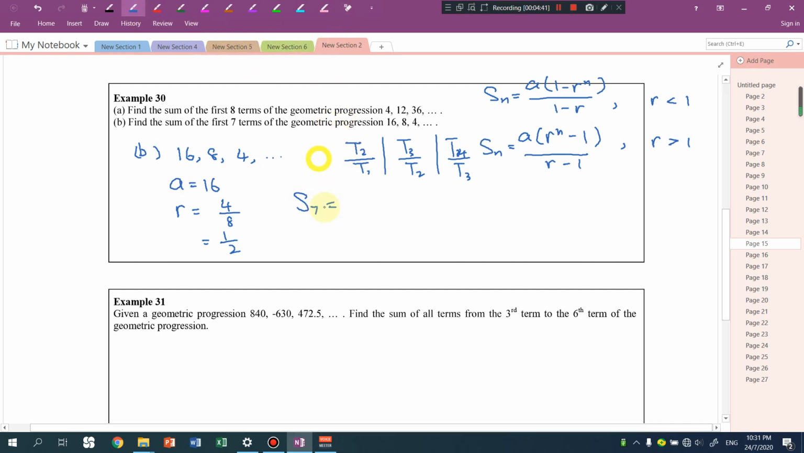So for S7, I will use this formula. a is 16, 1 minus r, r is 1 over 2. You can actually write it as 0.5, it's the same thing. Raised to the power of n, which is 7, over 1 minus r, which is 0.5. Just use a calculator to calculate this part. The answer is 31.75.